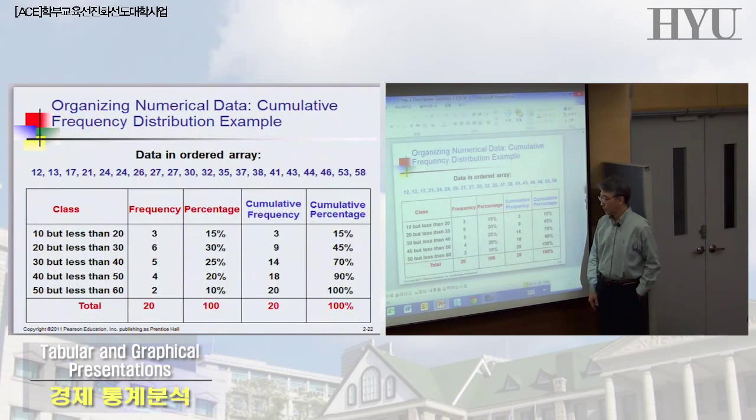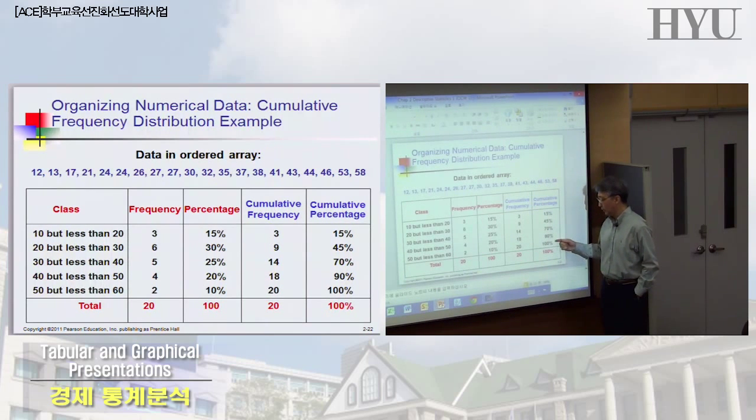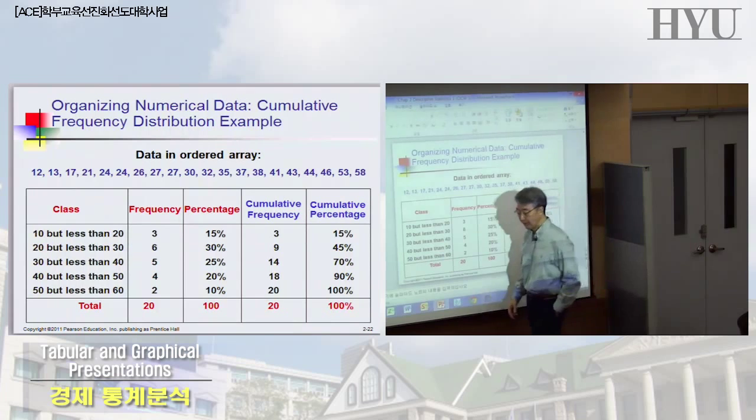Or you can convert those cumulative frequencies into cumulative percentages, right? And sometimes it's easier to look at it to understand the distribution. Here, they say 70% of the observations are below 40, and almost half, 45%, of the observations are below 30. And again, the cumulative percentage of the last class will be equal to 100%.